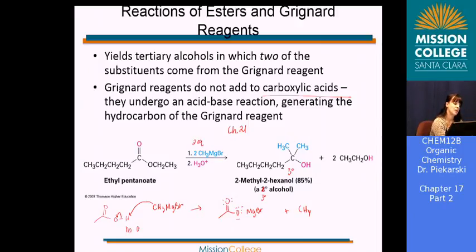You must have no acidic protons around. Otherwise, the Grignard is going to react with an acidic proton rather than doing attack at the carbonyl carbon. Okay? Make sure that soaks in. Makes sense. You don't want to do an acid-base reaction. Not in this case, right?